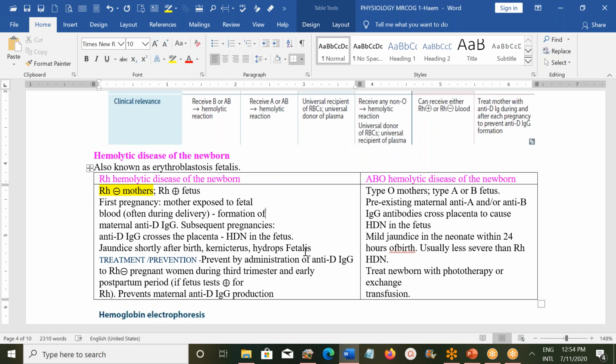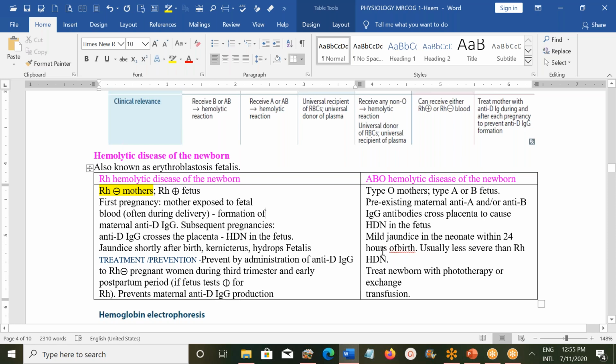So it should be given after birth also. And it will not only clear the maternal plasma of these antibodies, it will also prevent maternal anti-D production also. So it is going to switch it off.